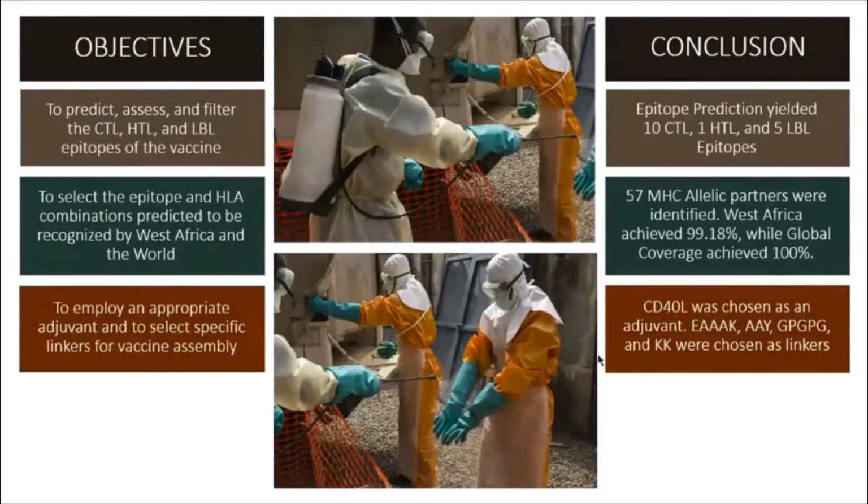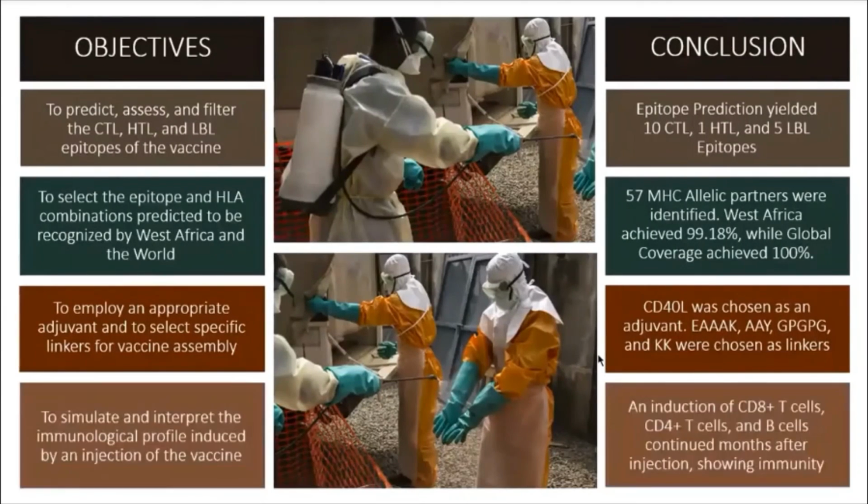Here, CD40L was chosen as my adjuvant. EAAK, AAY, GPGPG, and KK were chosen as linkers. And finally, an induction of CD8 T cells, CD4 T cells, and B cells continued months after injection, showing immunity.